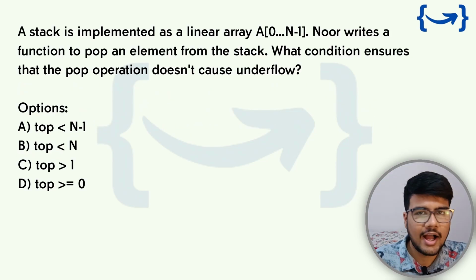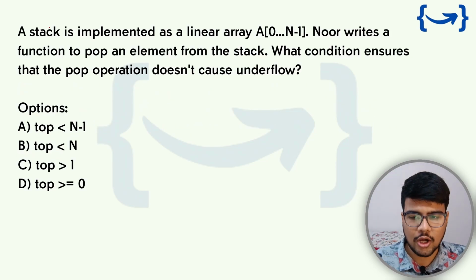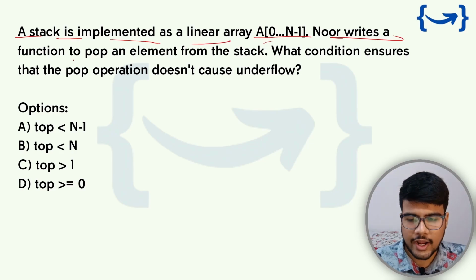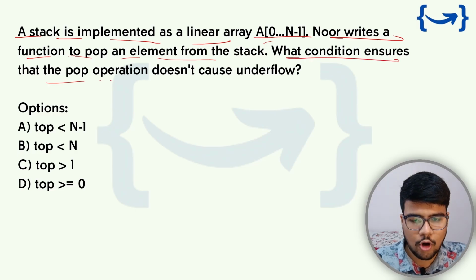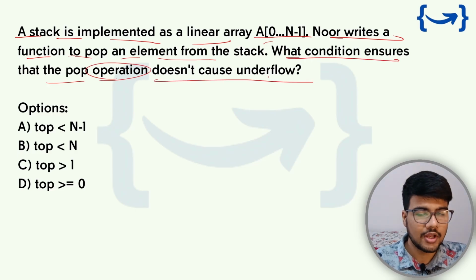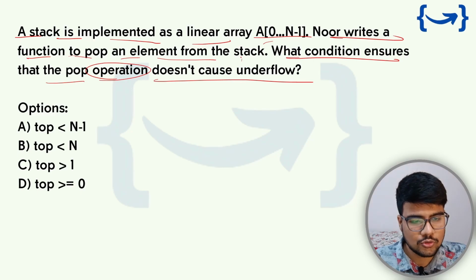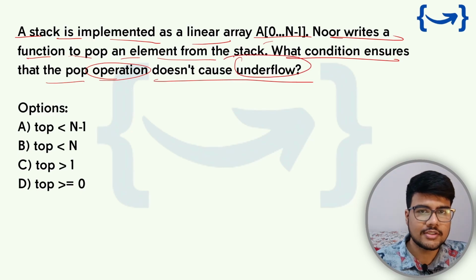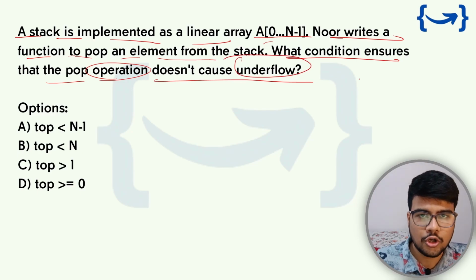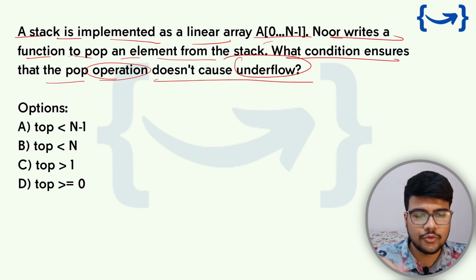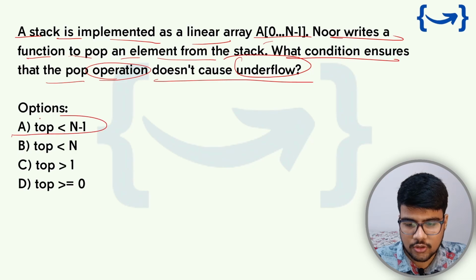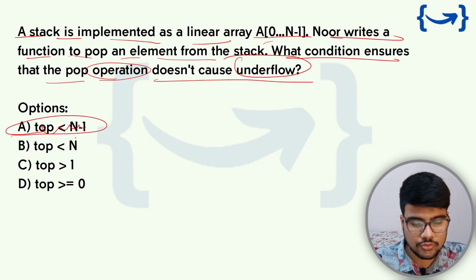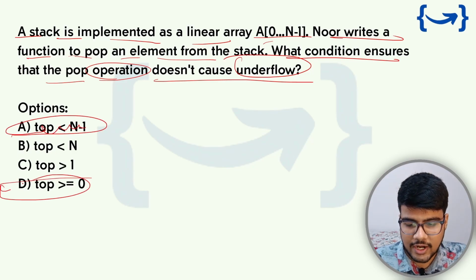Another problem, I guess you can mark this one without waiting a second. A stack is implemented as a linear array. Noor writes a function to pop an element from the stack. What condition ensures that the pop operation doesn't cause underflow? I know you have marked the option, but for those who are not able to: underflow means you don't have an element in your stack but still want to pop something, then you reach the underflow condition. This won't be the case, it's just for overflow, which we just saw. So this is the right option that I can see.